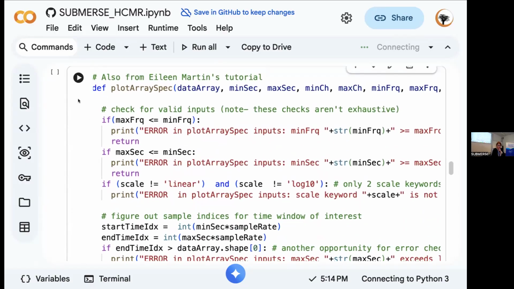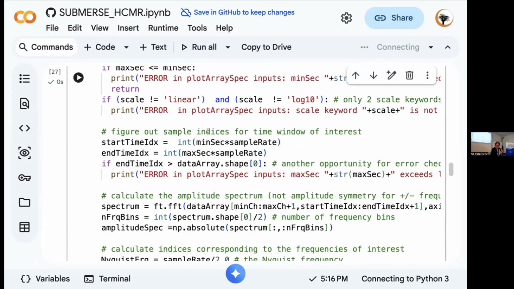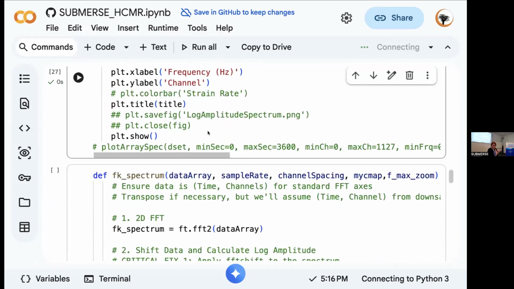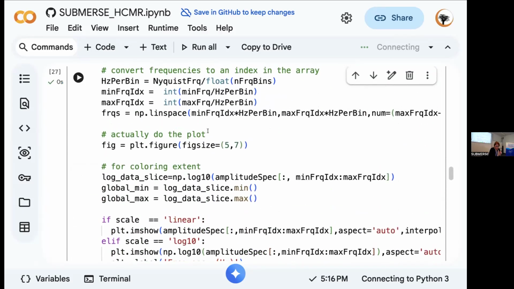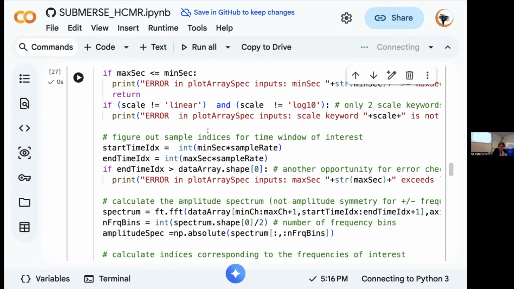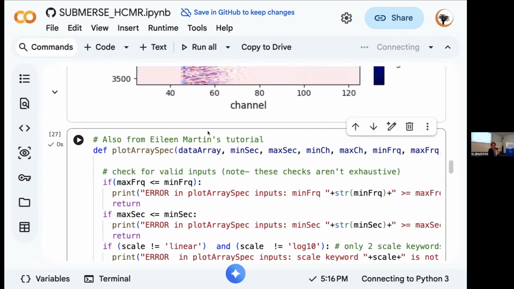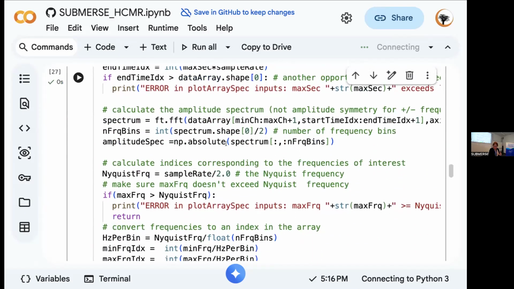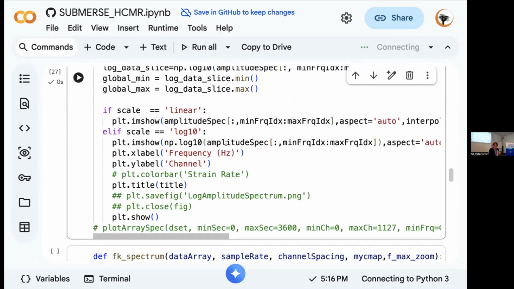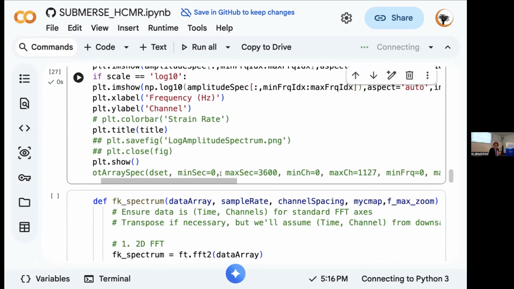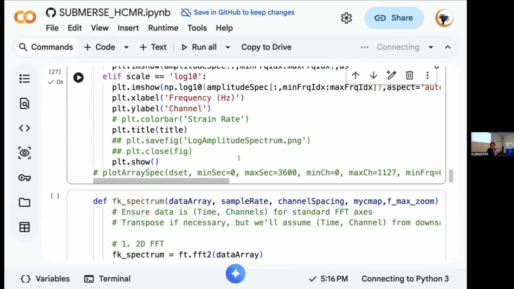I also have done more stacking of spectra. That's another way to look at things. I don't know if this is the function. There is a function here that I have that is, again, a modified version of one from Eileen Martin's tutorial. And you have an example here on how to run it.